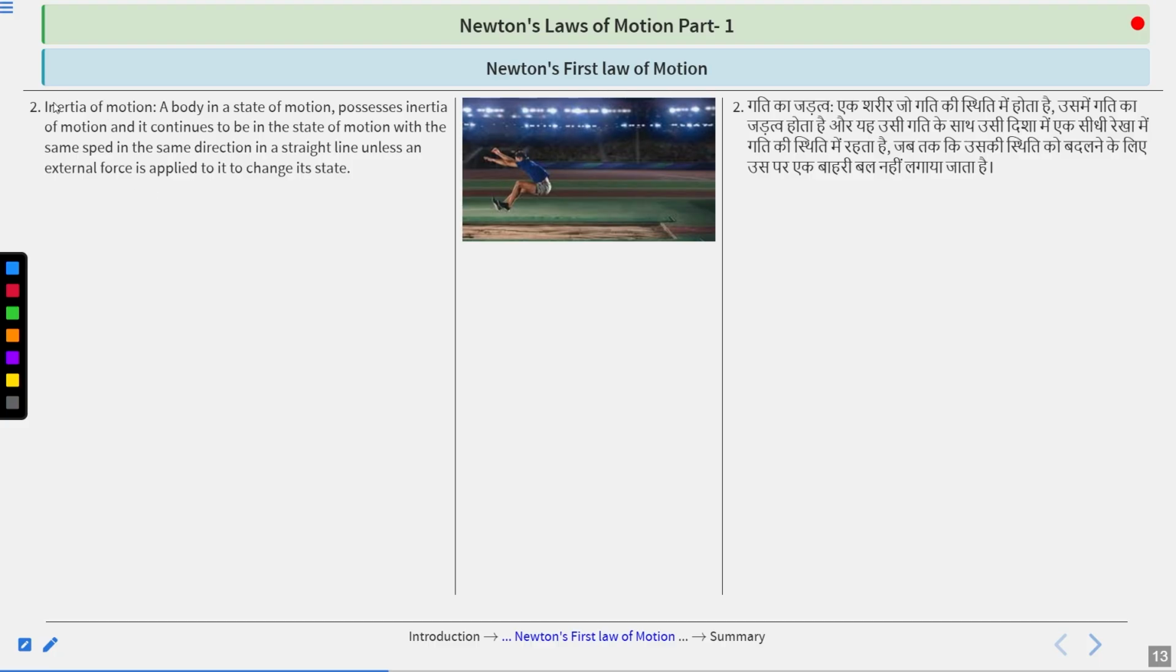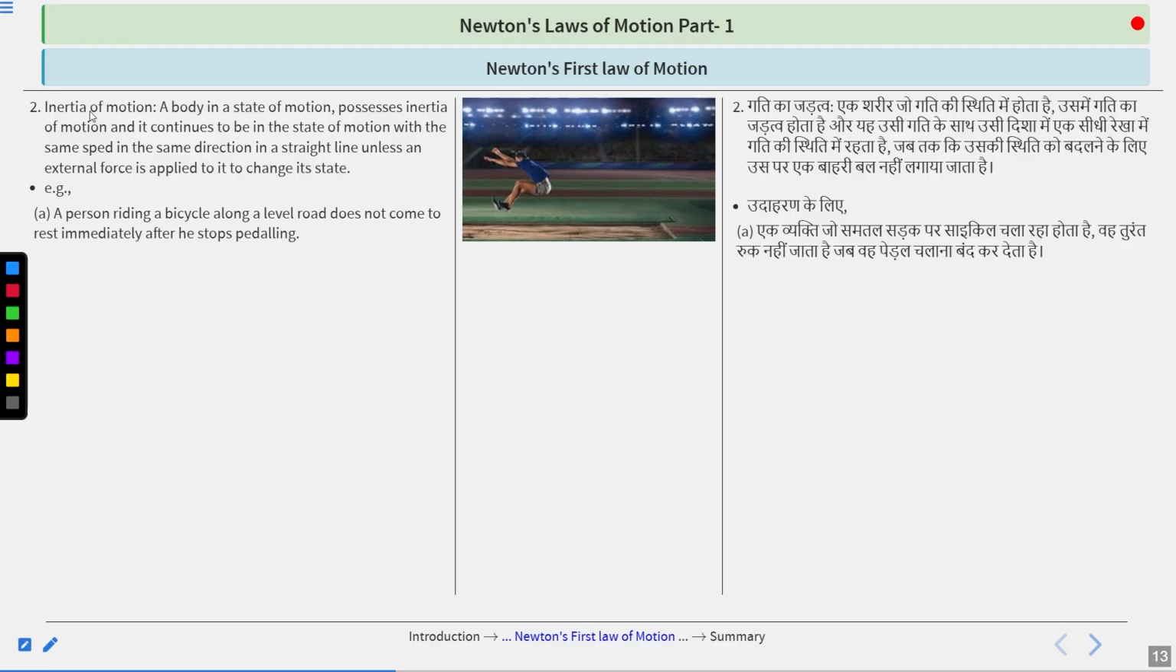Now the second type was the inertia of motion. A body in a state of motion possesses the inertia of motion and continues to be in the state of motion with the same speed in the same direction in a straight line unless an external force is applied to it to change its state. Got it?